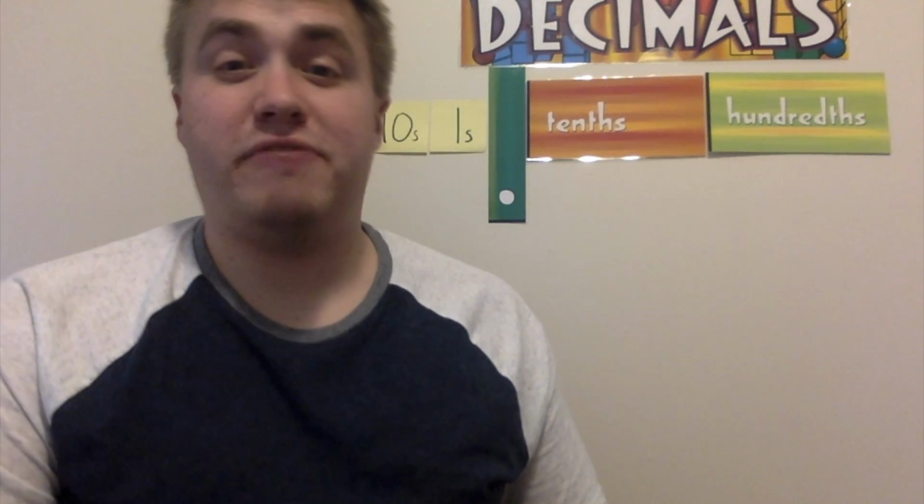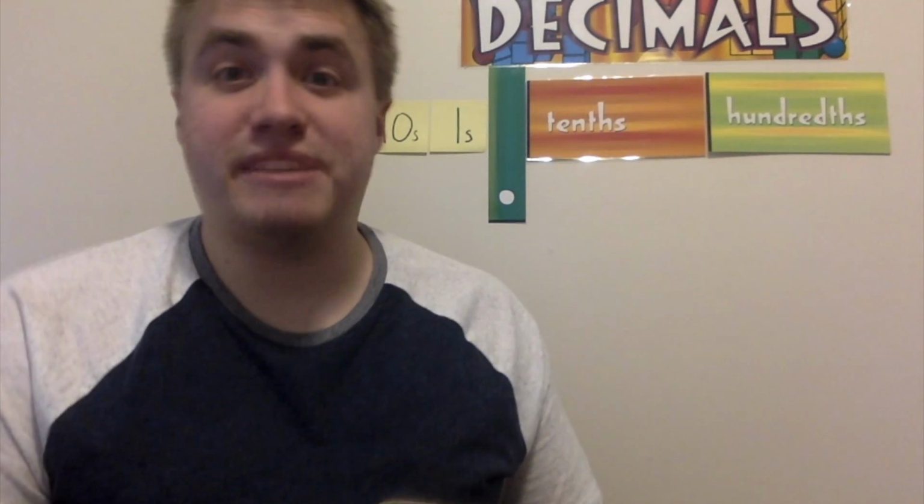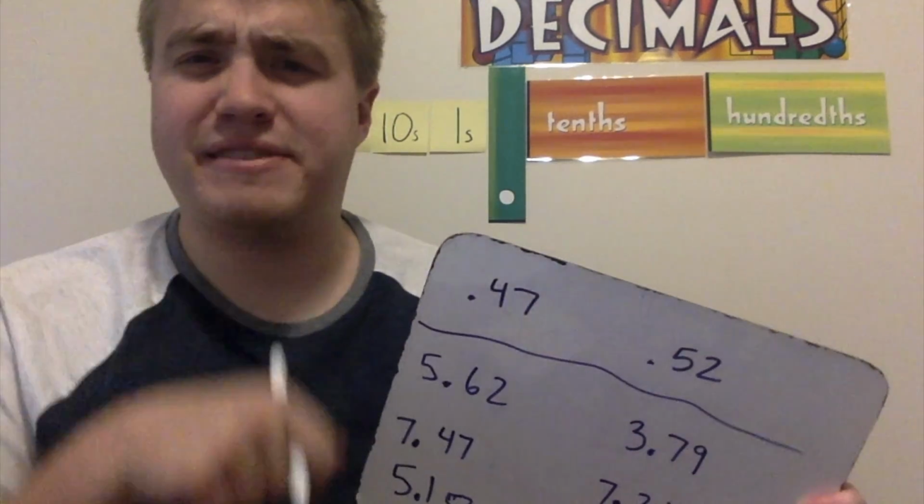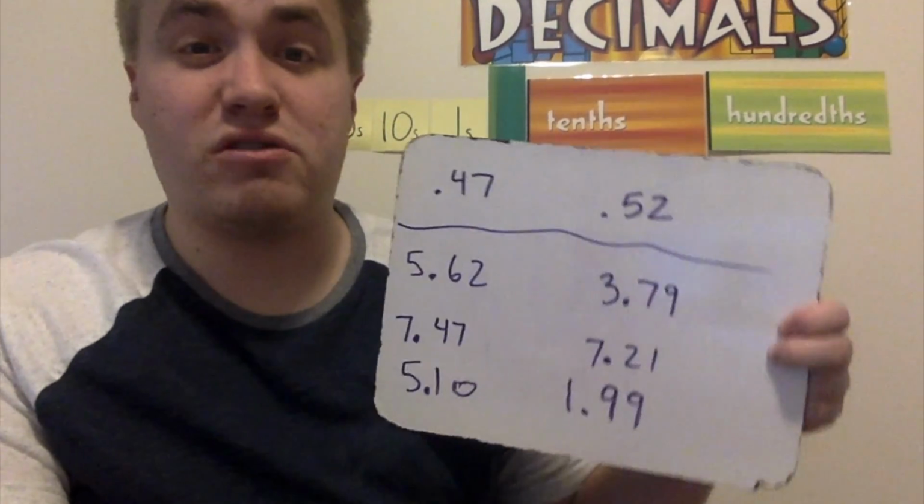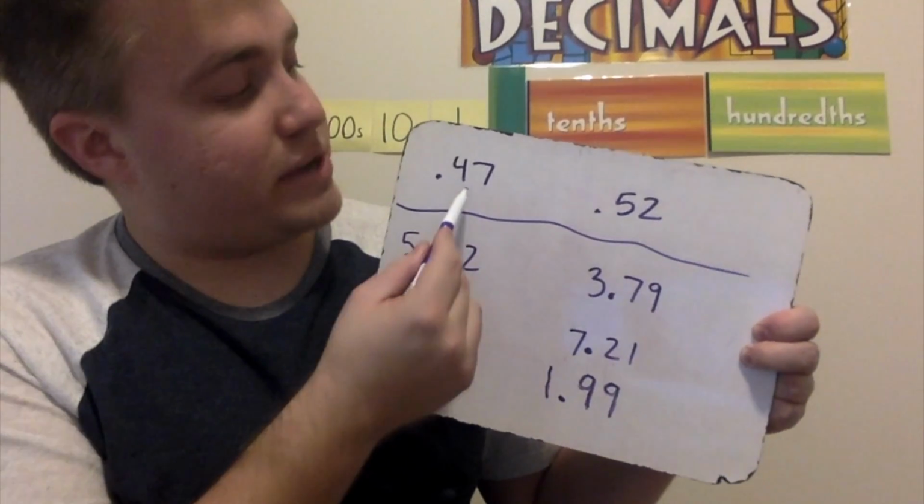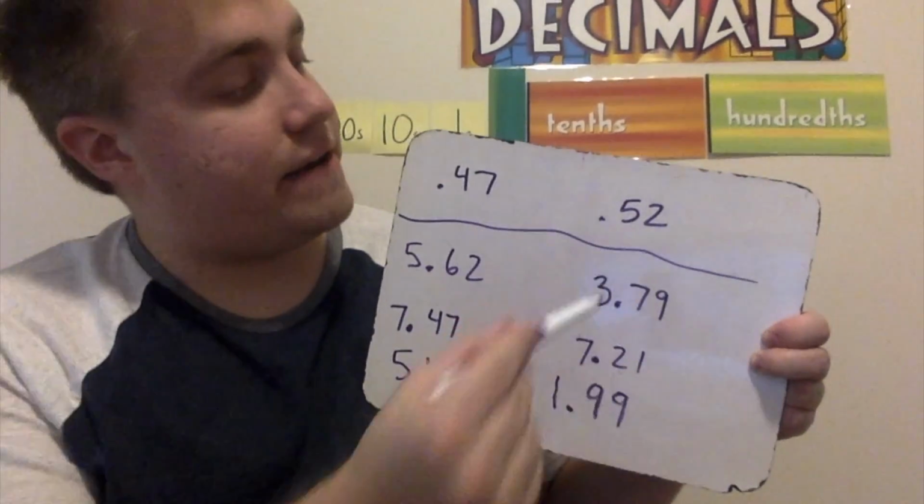And let's finish our lesson today with comparing decimals greater than, less than, or equal to. So I know that we've already been doing that with decimals less than 1, but let's add in some decimals that are greater than 1. But first, let's practice with a couple decimals that are less than 1. So for example here, I have 47 hundredths, and I have 52 hundredths.